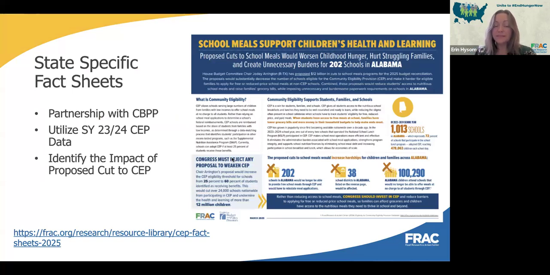We have also developed state-specific fact sheets in partnership with the Center on Budget and Policy Priorities. We worked collaboratively with the center to take the data for school year 23-24, identify those schools, the student enrollment, and the school districts that would no longer be able to implement CEP if that proposal passed. So all of the schools that are participating at community eligibility below that 60% threshold that would no longer be able to if that proposal passed, all that data was analyzed and put into these fact sheets, and they're available on our website if you want to see what the impact would be in your state. Next slide, please.